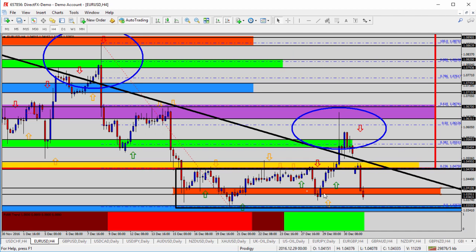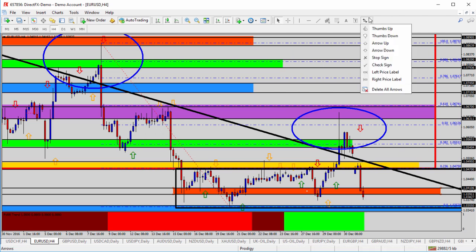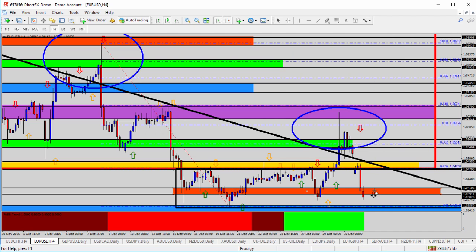We don't want a false breakout like what happened right here. This was a false breakout, turned around and went back up. So we don't want a false breakout. We want a confident breakout. For me, that's going to be an open and close underneath this orange zone.